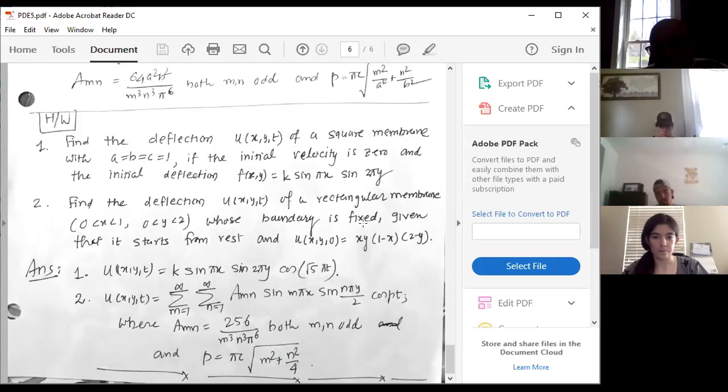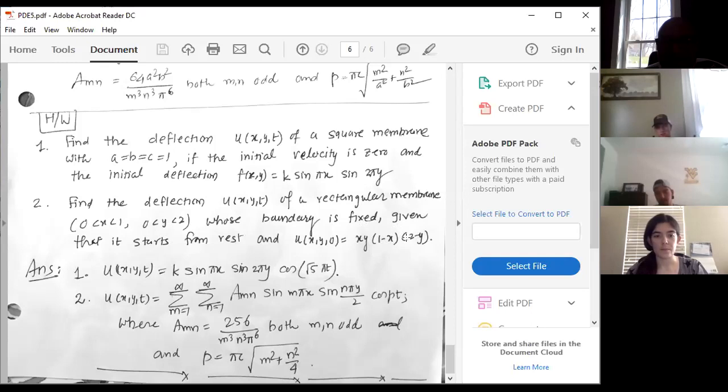Whose boundary is fixed. Lines are also same. Given that it starts from rest and U of XY at 0 equal to, my function is almost same. Look at here, it was A minus X, B minus Y, because my A and B are 1 and 2, so 1 and 2. That's it. Just parallel. Am I right? Yes or no, guys? Yes.